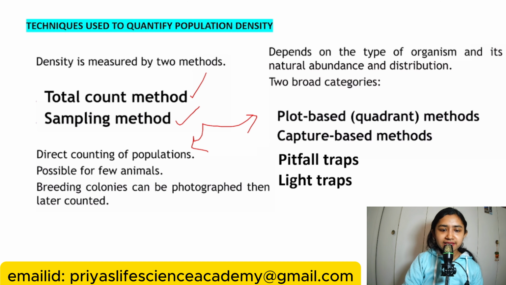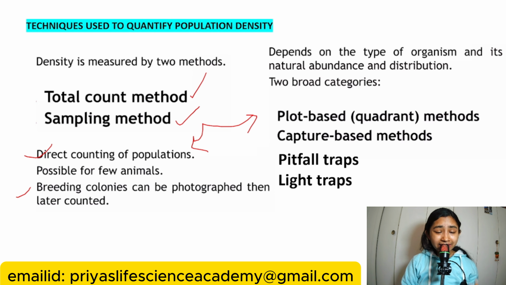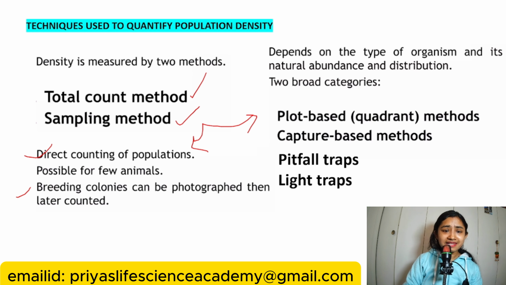So breeding colonies can be photographed and then later counted. That can also be done. Okay, so the total count method is not generally applicable for all organisms. That is why there is another method, that is the sampling method.